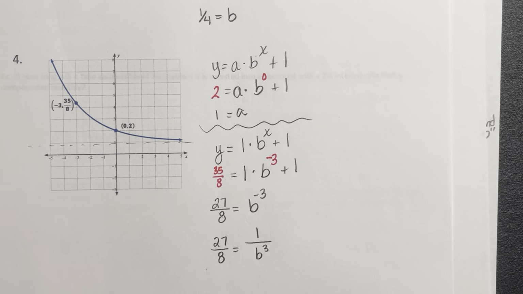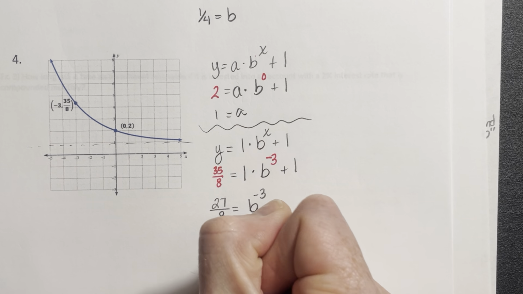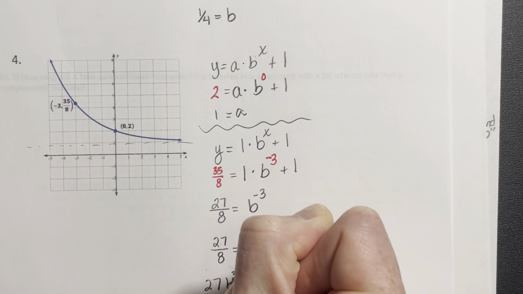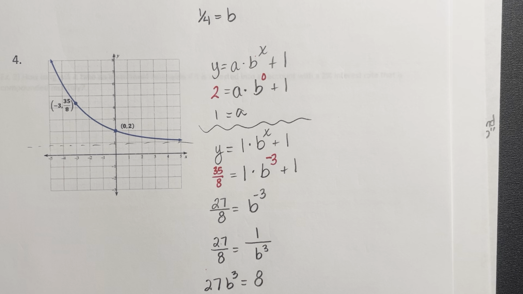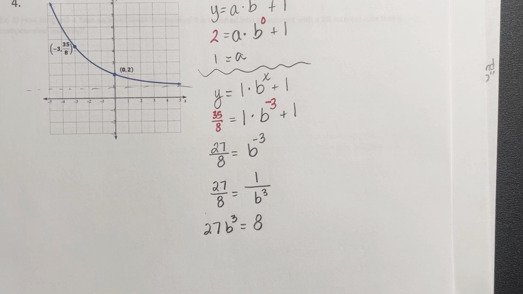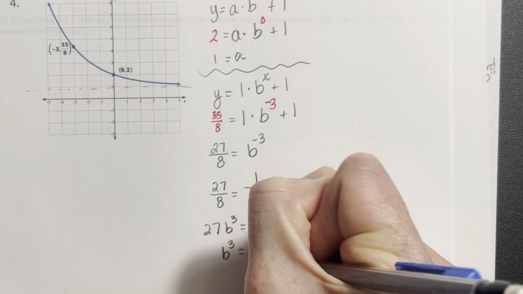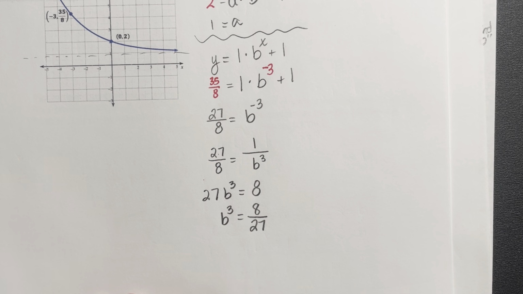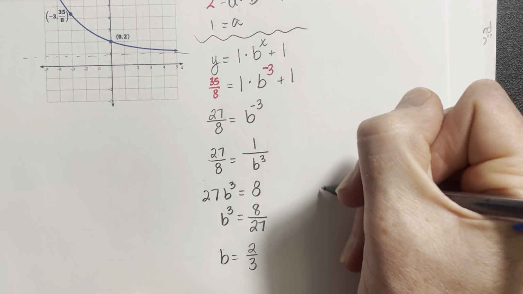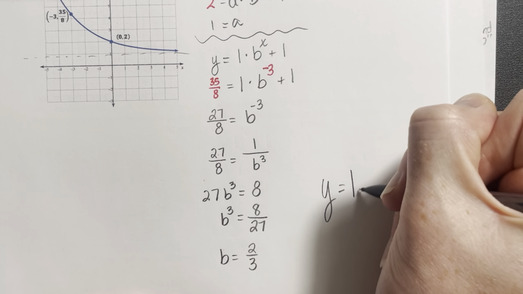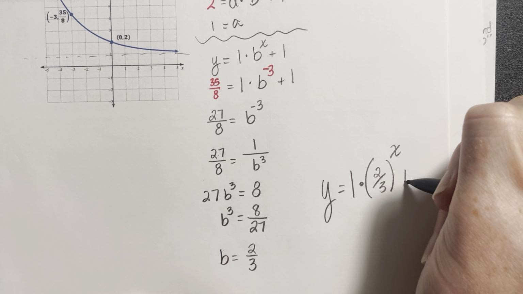power. I could cross multiply here and multiply that b to the 3rd power over and get 27b to the 3rd. If I multiply by 8, I get 1 times 8. So 27b to the 3rd is equal to 8, which means b to the 3rd is equal to 8 over 27. If we take the cube root of both sides, we get 2/3. So y equals 1 times 2/3 to the x power plus 1.